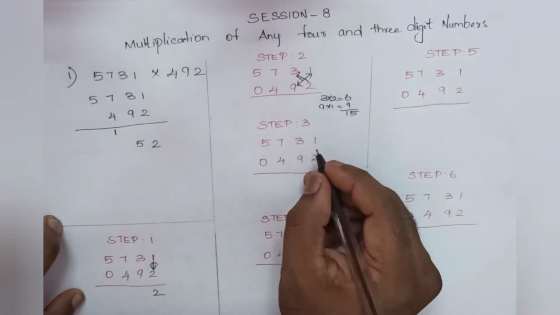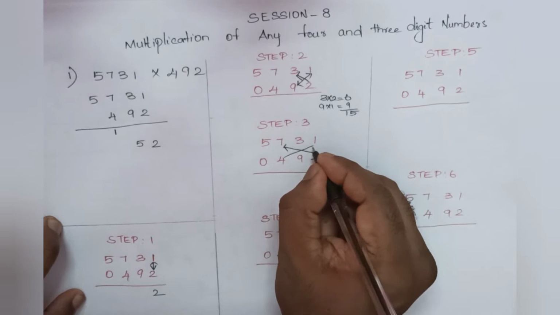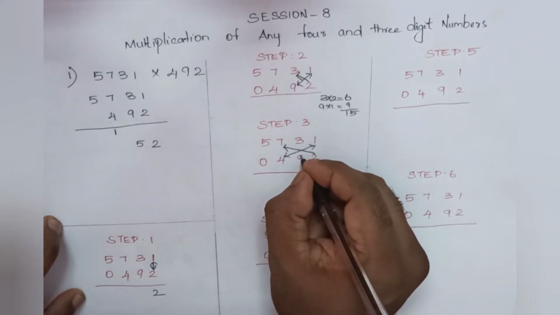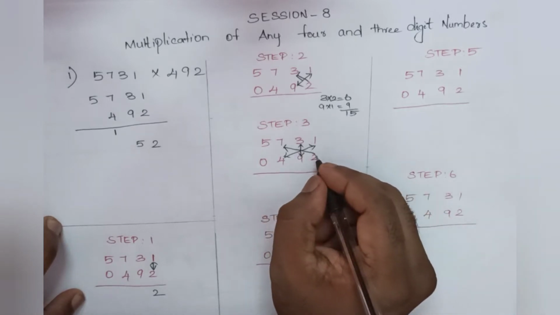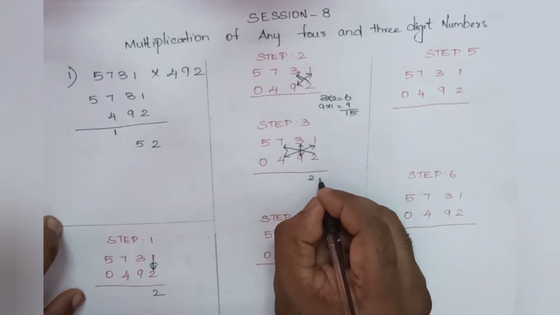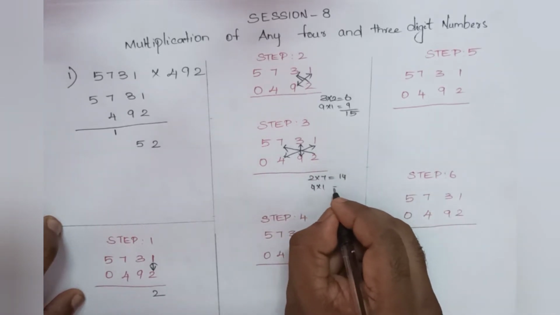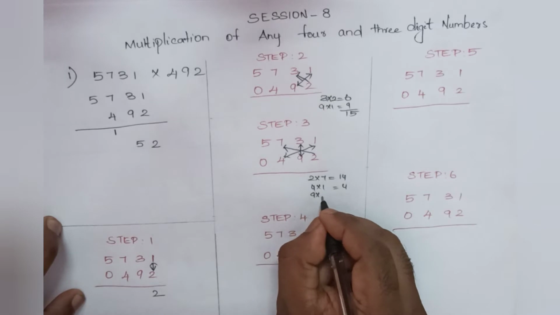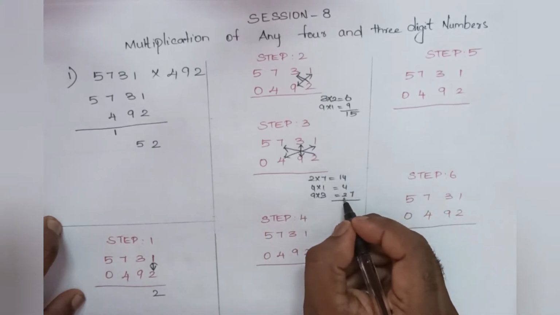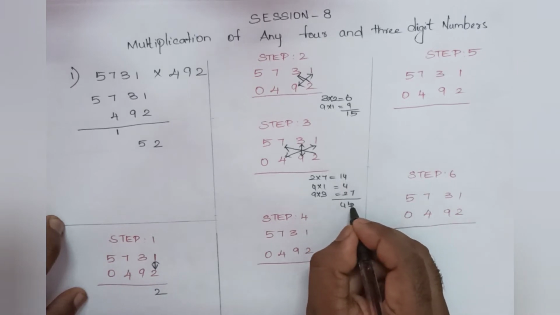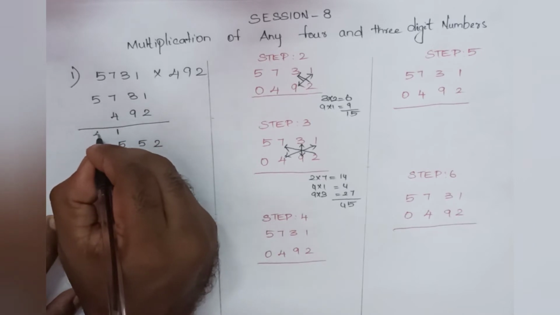So in the step 3 you have to multiply the unit places with 100th place, and you have to multiply the 10th places of both the numbers, and finally you have to add. So 2 into 7 is 14. 4 into 1 is 4. 9 3s are 27. It is 45. So put 5 here and 4 as a carry.